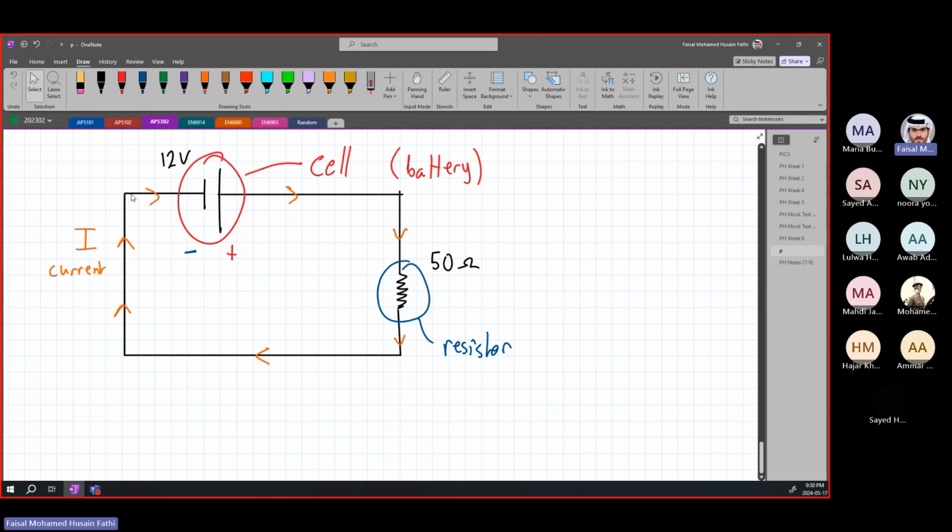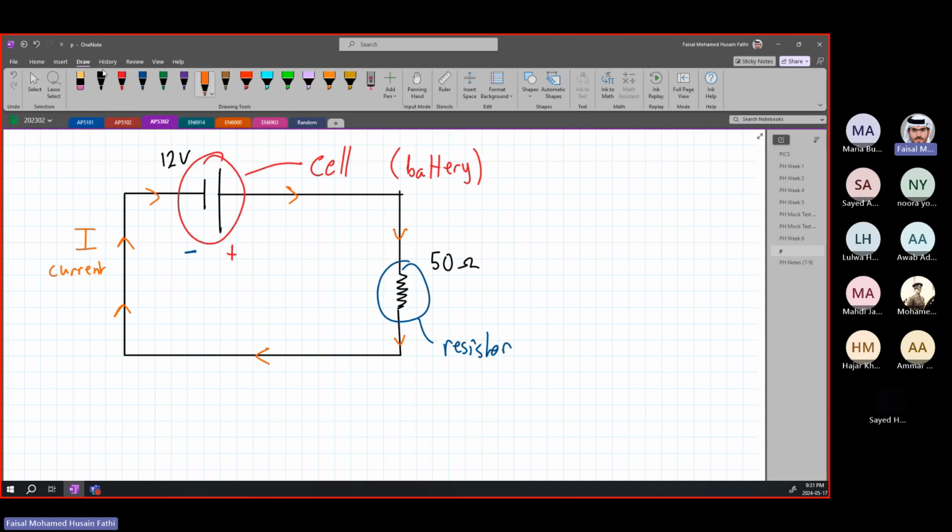A few rules about a circuit: it has to always be closed. It means it has to start from the battery and end at the battery, or else there is no current flowing. All right. So again, the circuit has to be closed. So it has to start from the positive into the negative, or else you will not have any current flowing through it.